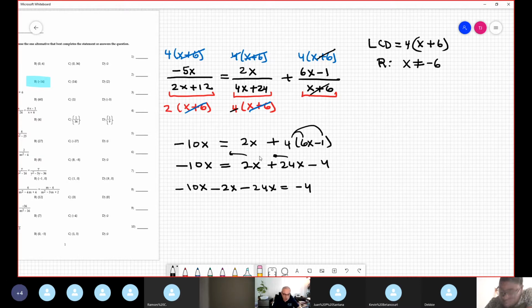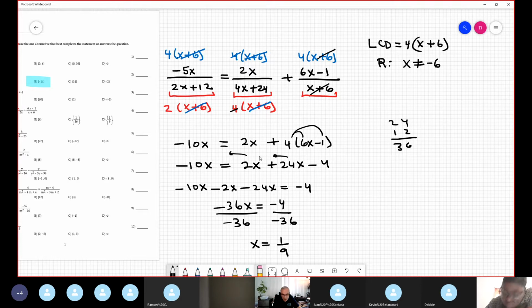This is 12, 36, no? It's 36. It's 24 plus 12. Yes, 36. Negative 36x equals negative 4. Divided by negative 36 on both sides, x is equal to positive, because negative divided by negative is positive, 1 over 9, because 36 is 4 times 9. And 1 over 9 is completely different from the restriction. No problem. In 99% of cases we have no problem, because there are no coincidences with the restriction, and the solution is 1 over 9, exactly like option D.